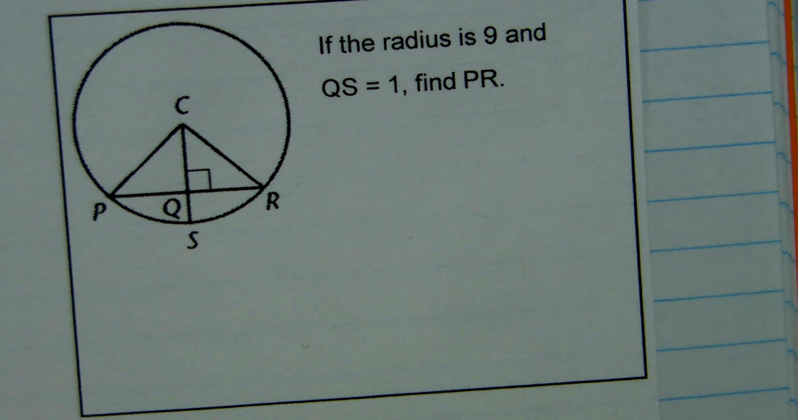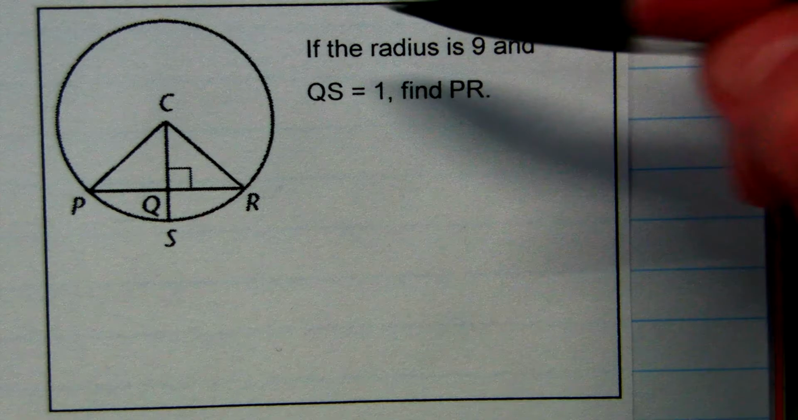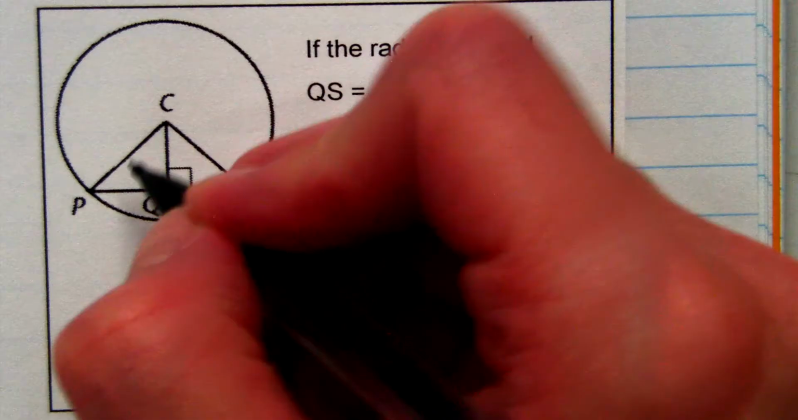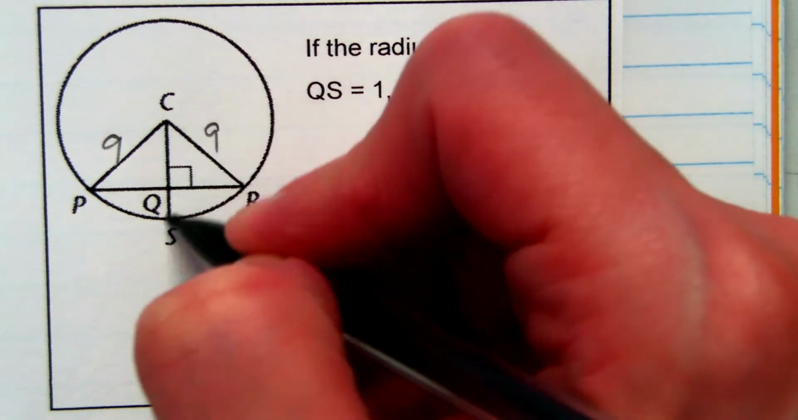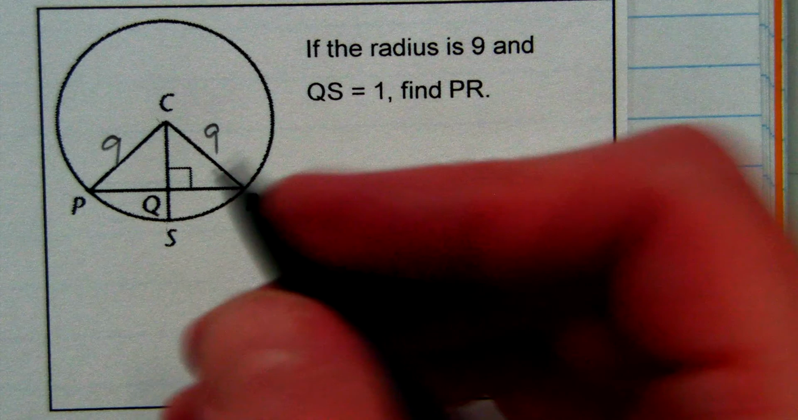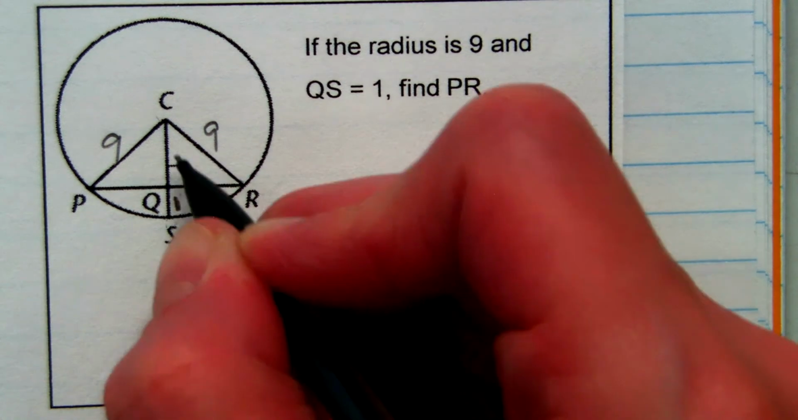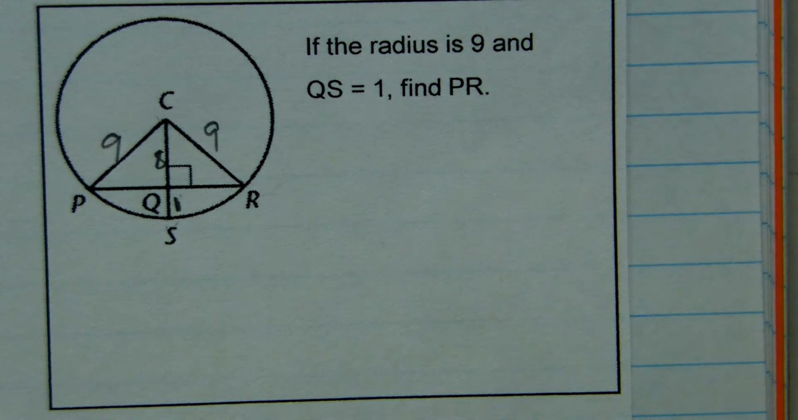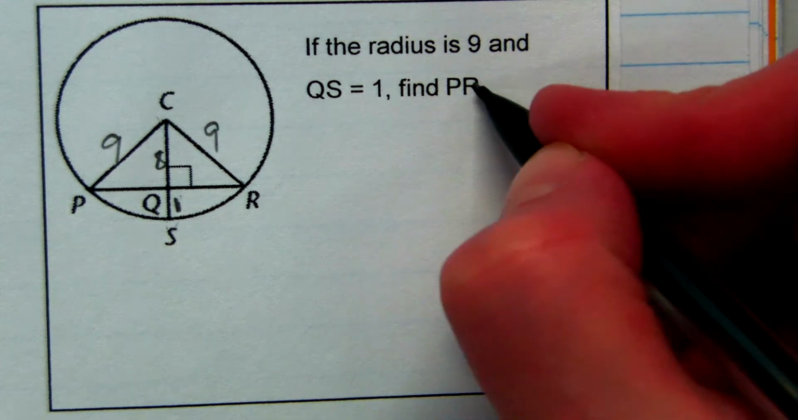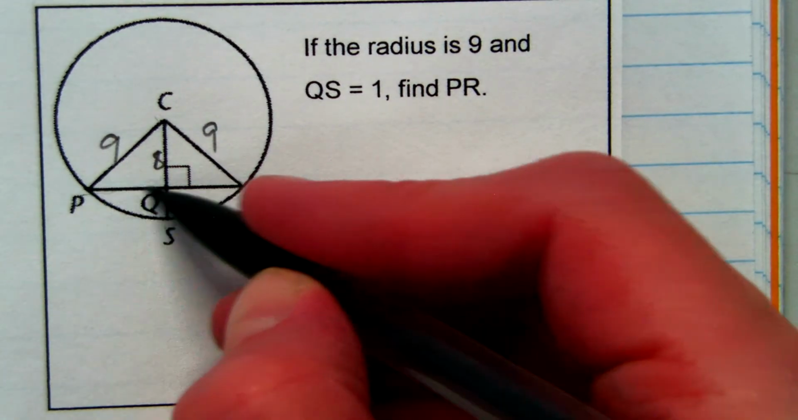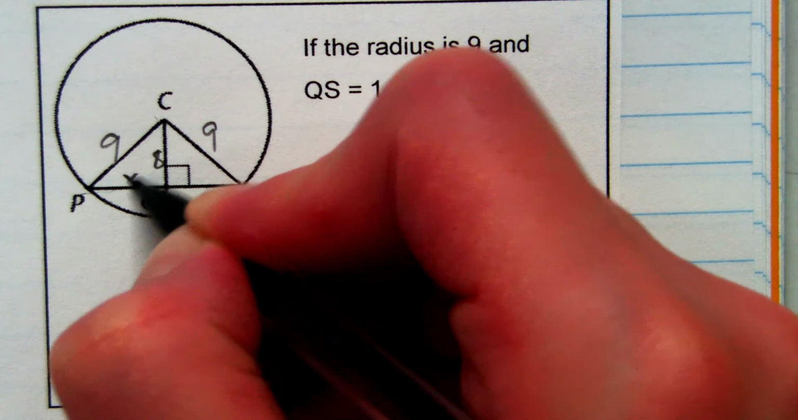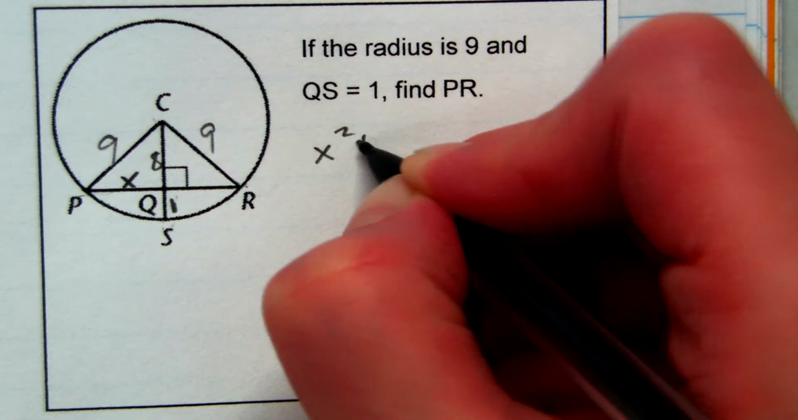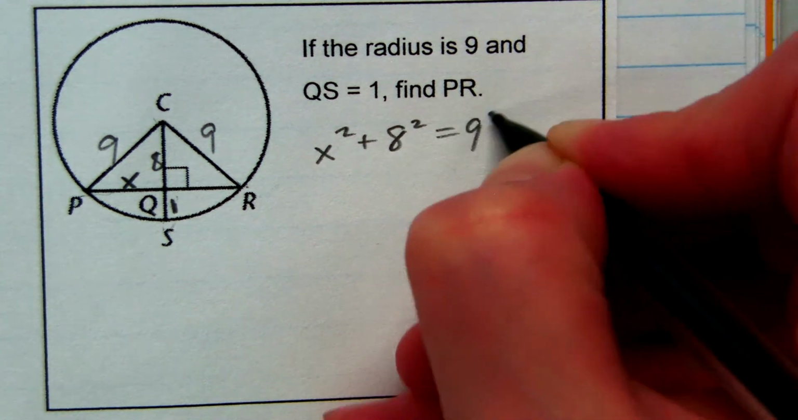All right, so let's do the next thing. It says if the radius is 9... Oh, golly gee. So the radius is 9, which would be this radius, and that whole radius in there, which is harder to mark. And it says QS is 1. So if this is 1, but it's 9 all the way through, then that's 1, and this is 8, because that adds up to 9. It says find PR. So PR would be all the way across here, so let's call this little distance right here x. Set up the Pythagorean Theorem. So x squared plus 8 squared equals 9 squared.